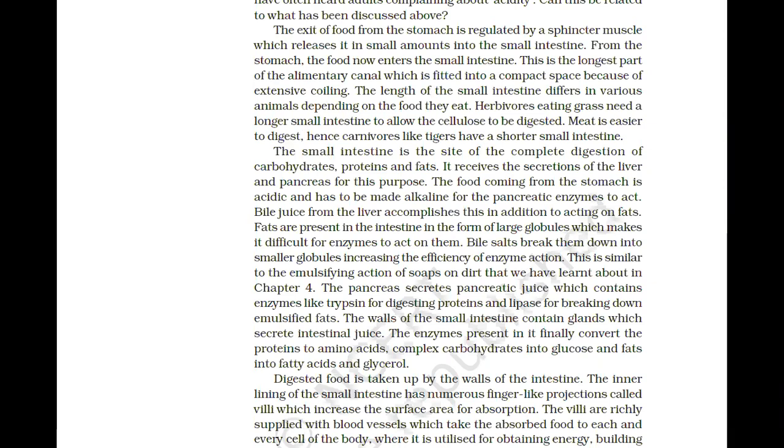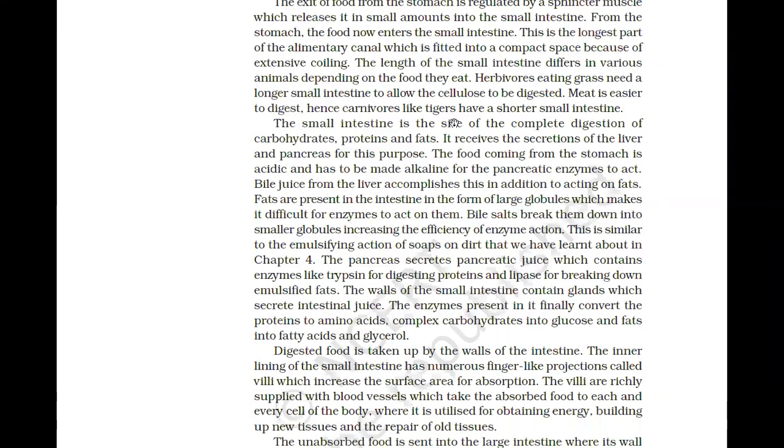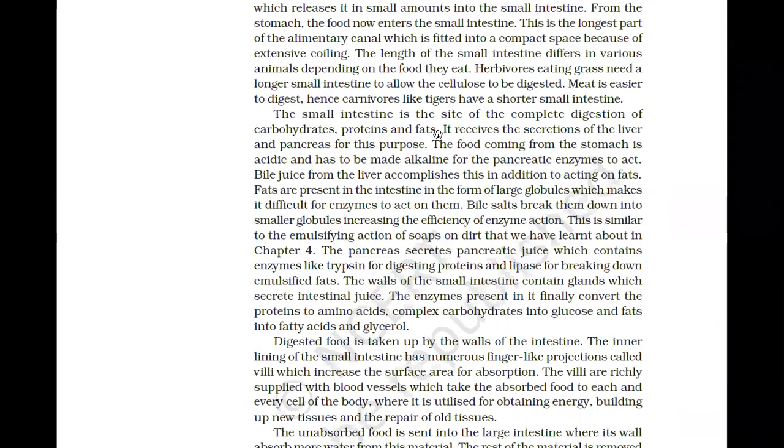This is the longest part of the alimentary canal which is fitted into a compact space because of extensive coiling. The length of the small intestine differs in various animals depending on the food they eat. Herbivores eating grass need a longer small intestine to allow the cellulose to be digested. Meat is easier to digest, hence, carnivores like tigers have a shorter small intestine. The small intestine is the site of the complete digestion of carbohydrates, proteins, and fats.